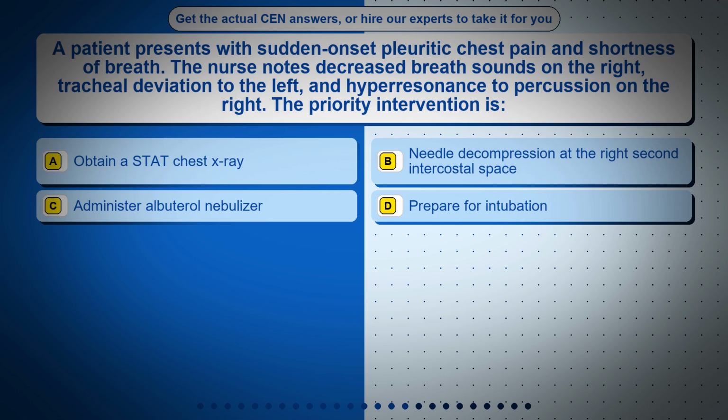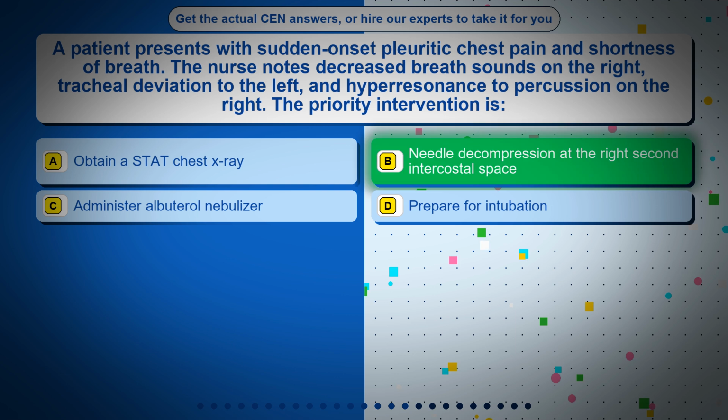Question 16. A patient presents with sudden onset pleuritic chest pain and shortness of breath. The nurse notes decreased breath sounds on the right, tracheal deviation to the left, and hyperresonance to percussion on the right. The priority intervention is option A, obtain a stat chest X-ray. Option B, needle decompression at the right second intercostal space. Option C, administer albuterol nebulizer. Option D, prepare for intubation. The correct answer is option B, needle decompression at the right second intercostal space.